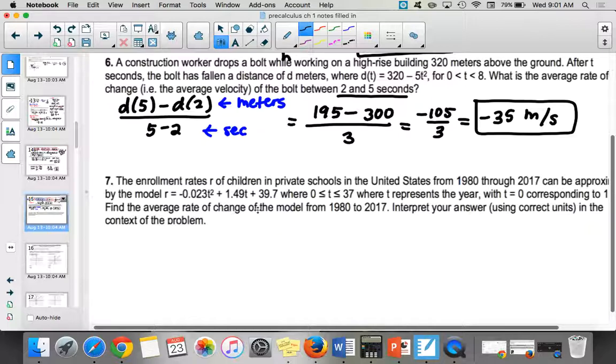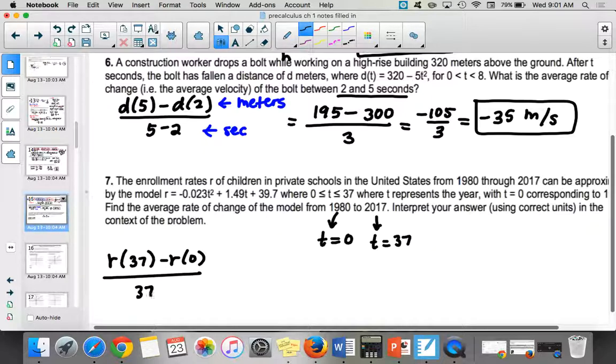Okay, so what we're going to do is find 1980 has time 0. What is 2017? 37, right? So we're finding r of 37 minus r of 0 all over 37 minus 0. So find r of 37.